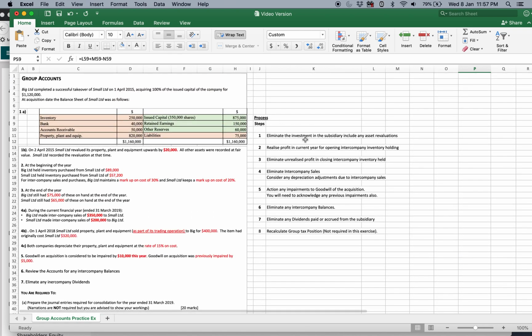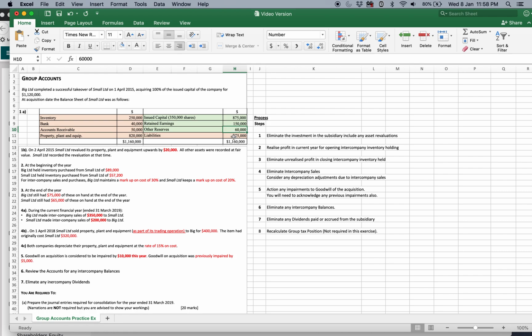Okay, so that's the first thing we do, we need to acknowledge that we've got to get rid of the investment. The way we get rid of that investment is by looking at what we actually acquired. So when they acquired Small Limited, this was the balance sheet of Small Limited, right? So not a problem. We bring in the liabilities and the assets and all that sort of stuff into the balance sheet. That's fine, but what we don't recognise is their share capital, and we don't recognise their retained earnings, and we don't recognise their other reserves.